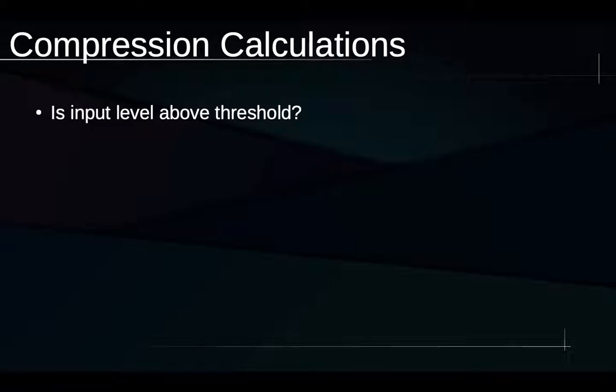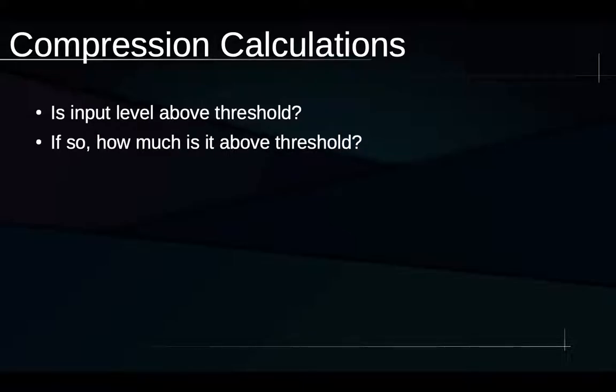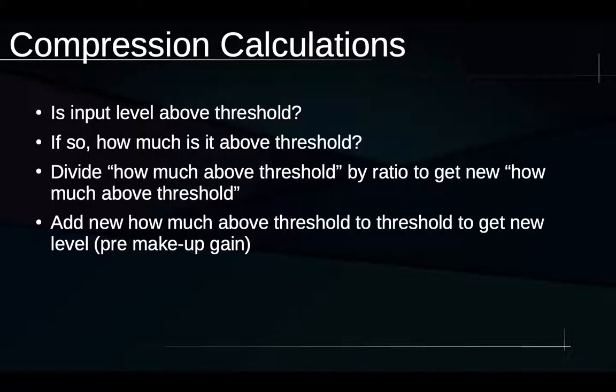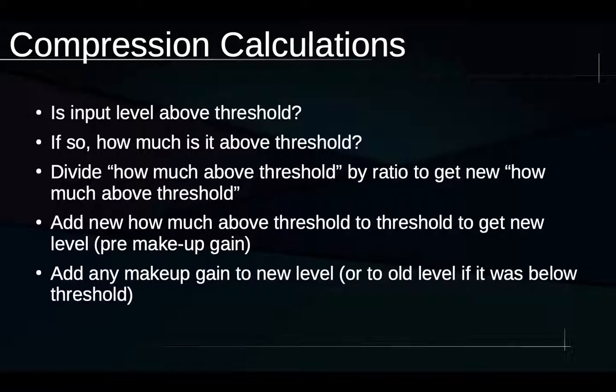The first question we'll ask is the input level above that threshold? If it is above the threshold, we'll ask how much it's above the threshold. And then we'll divide that amount by the ratio to get a new amount for how much it should be above the threshold. And we add that new amount above the threshold to the threshold to get the new level before makeup gain. Finally, we add any makeup gain to the new level to get the output of the compressor. So here's an example of this.